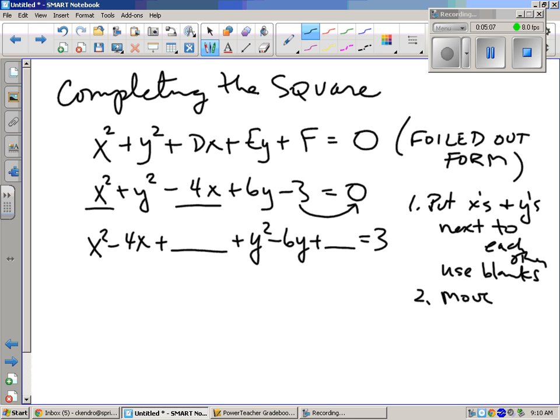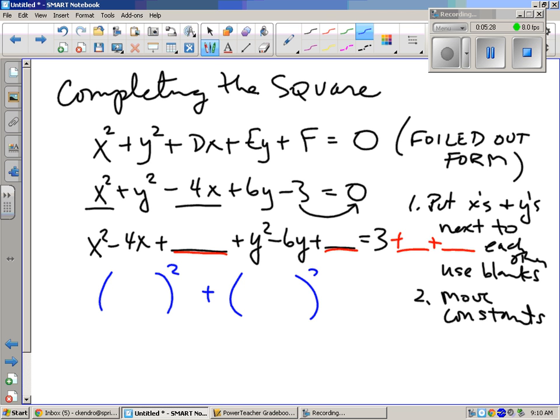Move constants to the other side. And then you have to include the plus blank plus blank. You can't just add blanks on the left and not have them on the right. That would be unbalanced. Okay, the next thing we're going to do is we're going to write parentheses with a square, and then we're going to have a number on the right that they're all going to add up to.